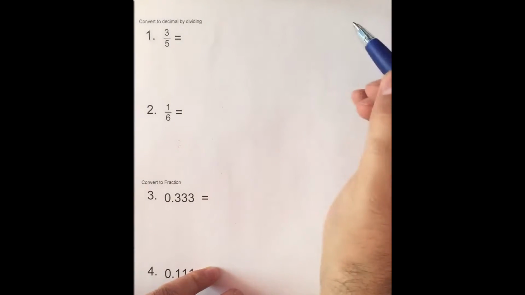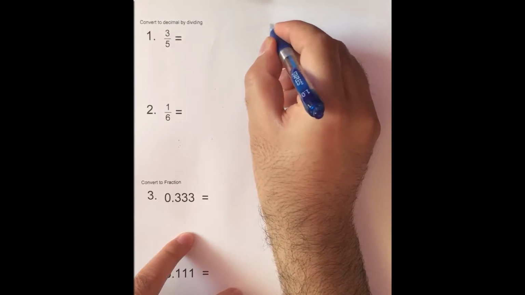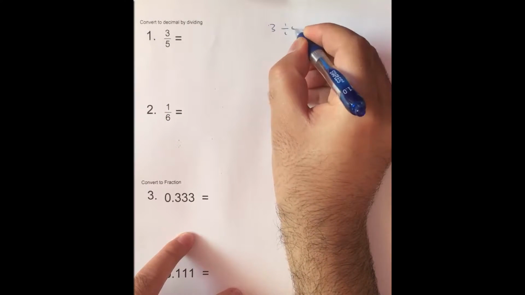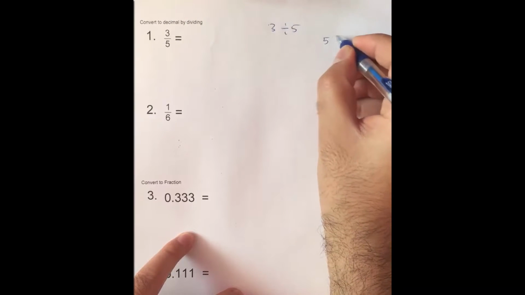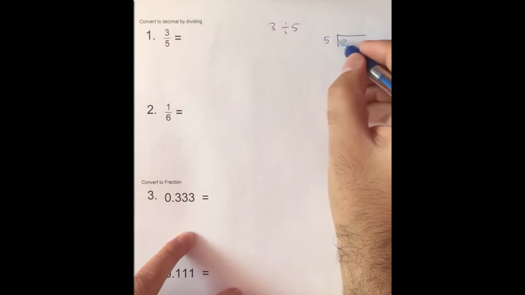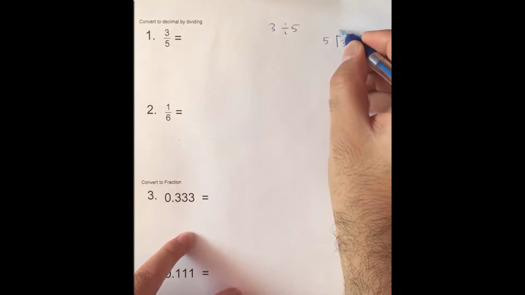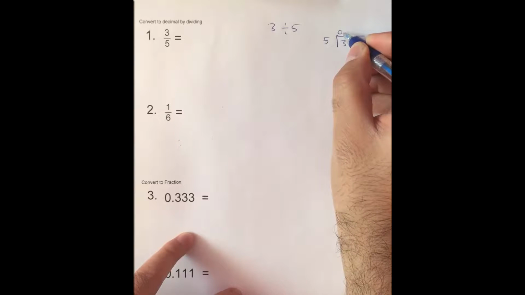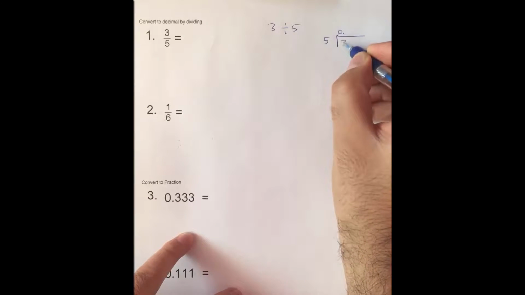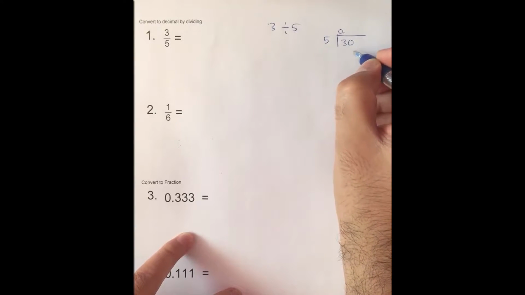So to convert this into a decimal, you have to write it. It's basically the same thing as 3 divided by 5. So you write it like this, and you now divide it. 5 doesn't go into 3, so what you have to do is put a decimal and a 0 at the top in the quotient, and a 0 in the dividend.